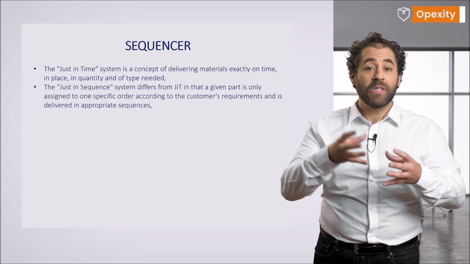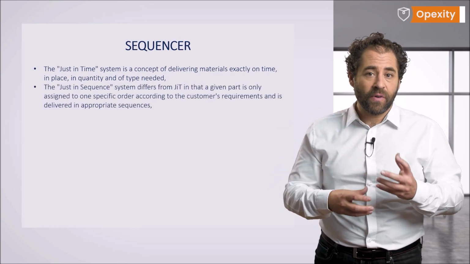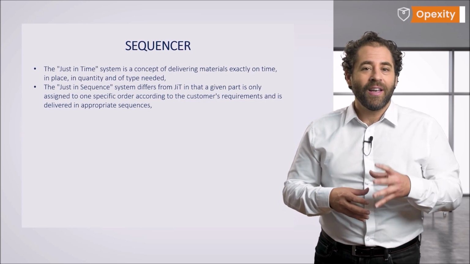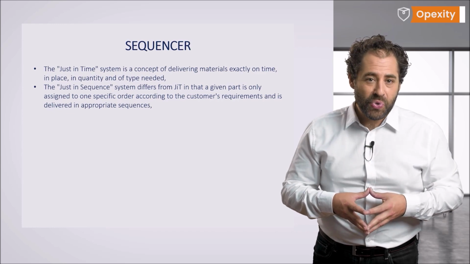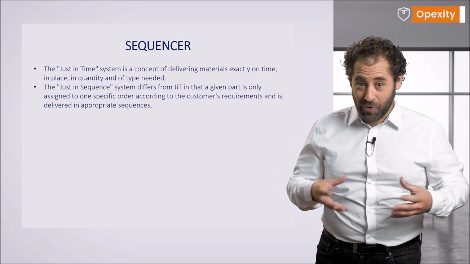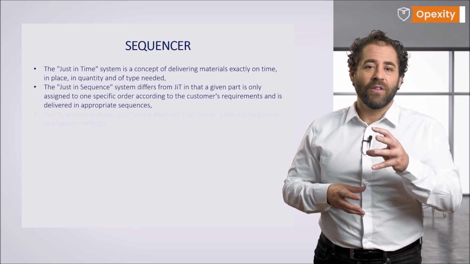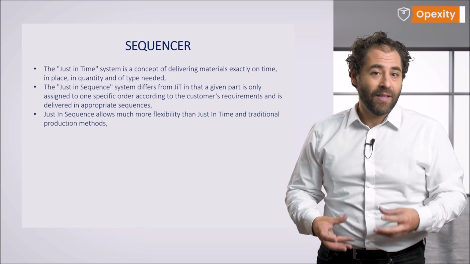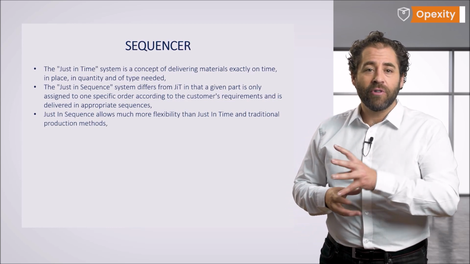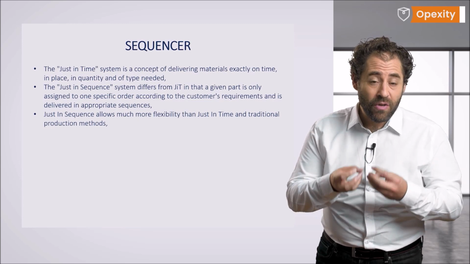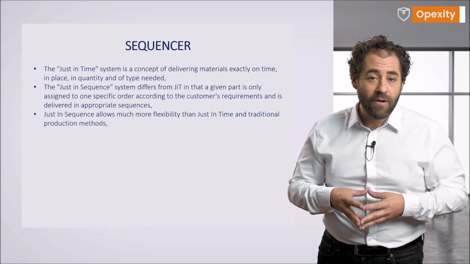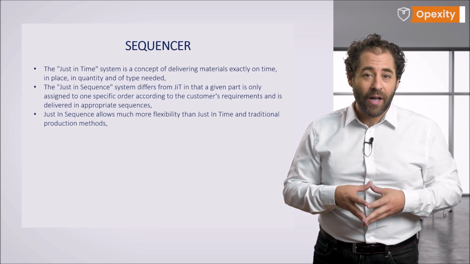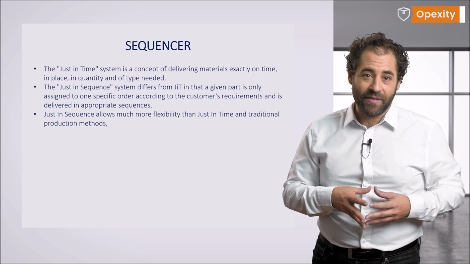The just-in-sequence system differs from JIT in that a given part is only assigned to one specific order in accordance with the customer's requirements and is delivered in appropriate sequences. Just-in-sequence allows much more flexibility than just-in-time, and traditional production methods, so it is used to minimize picking or assembly errors with a wide variety of configurations. And that is why it is used in the automotive industry.